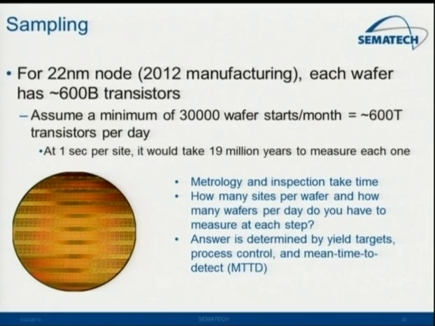Part of this with regards to metrology is understanding how many sites you need to capture the variations across the wafer. So you'll probably measure a few measurements within each die, a few measurements across each wafer, and a few wafers out of each batch, each lot of wafers. So that really is a complex decision about how to trade that off. It's about your yield targets, your process control, and how fast you have to detect the problem.